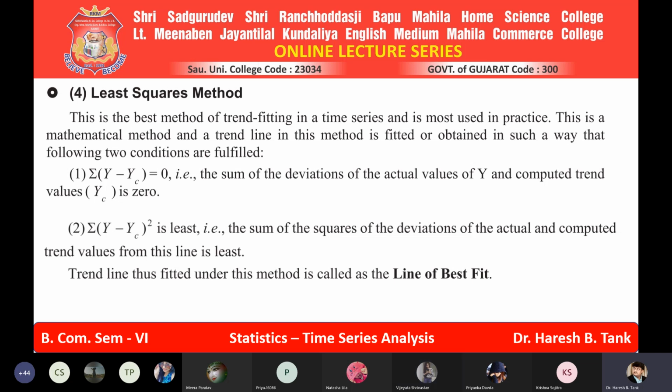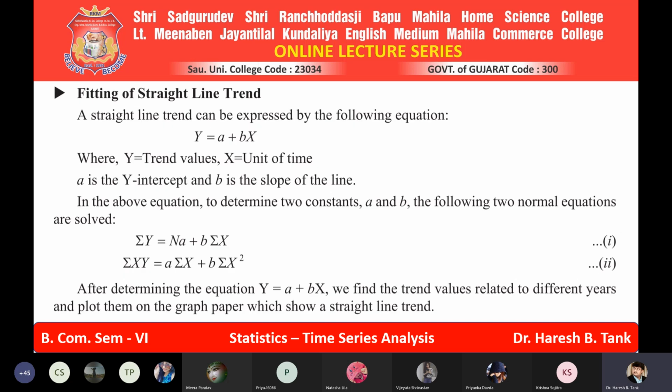I am putting it in a different way. y is equal to a plus bx. Can it be a general form of a linear equation? y is equal to a plus bx is a general form of a linear equation, where in this particular case your y is a trend value, your x is unit of time, a is the y-intercept, and b is the slope of the line.